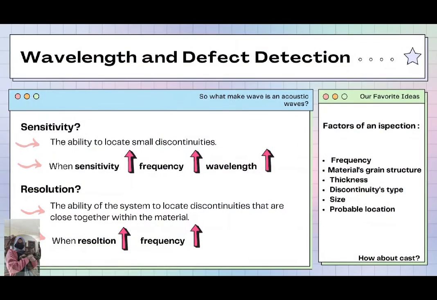And then we have wavelength and defect detection. So what is sensitivity? It is the ability to locate small discontinuities. So when the sensitivity increases, the frequency increases, and the wavelength decreases. Resolution is the ability of the system to locate discontinuities that are close together within the material. So when the resolution increases, the frequency also increases. These are the factors of the inspection.